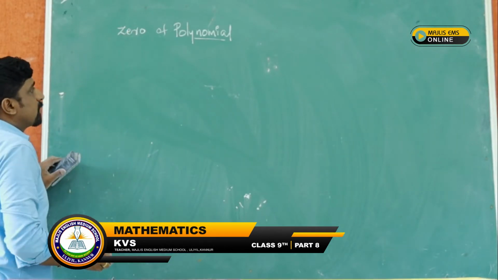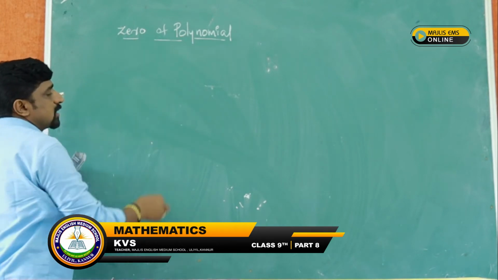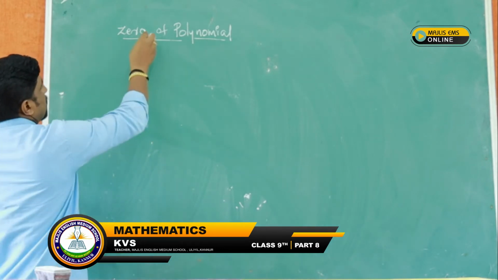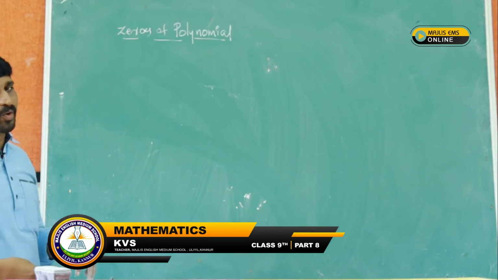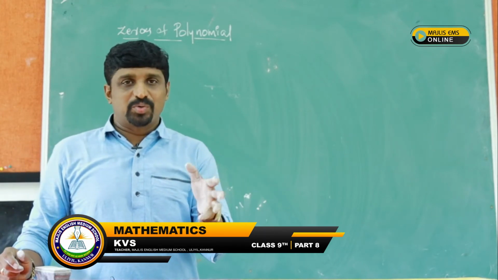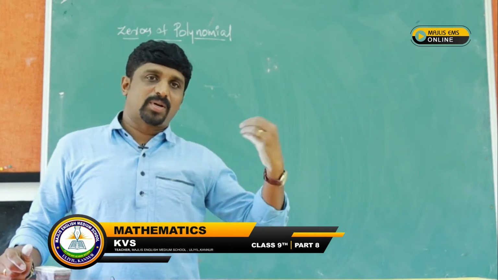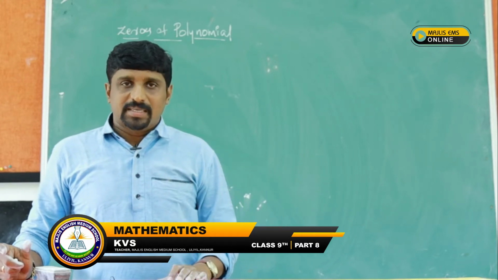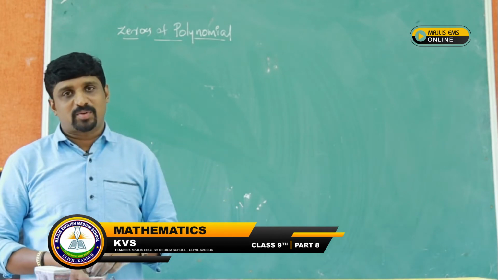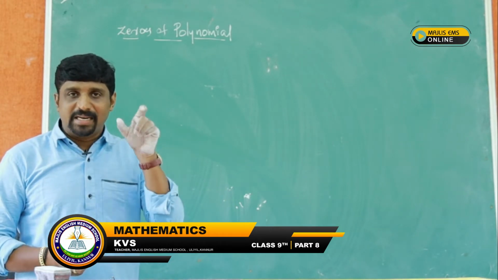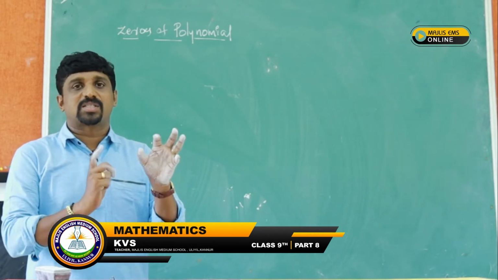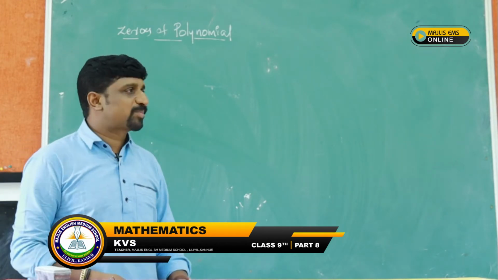Next we can discuss the zero of a polynomial, or sometimes zeros of a polynomial. When we substitute x equal to 1, we get some value, x equal to 2 gives another value, x equal to minus 1 gives another value. Sometimes when we substitute values like this, the answer becomes 0. In that case, the value we substituted for x is considered a zero of that polynomial.